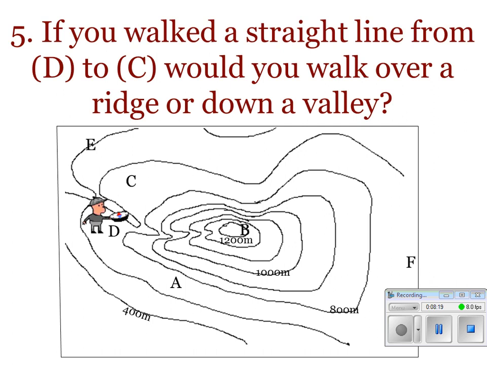Number 5, if you walked a straight line from D, where the little man is, across to C, would you walk over a ridge or down a valley? Think about from the PowerPoint before this one about topographic maps. How do you know the difference between a ridge or a valley? We talked about a valley last time as being a stream or a river. How are you going to know the difference between the two?